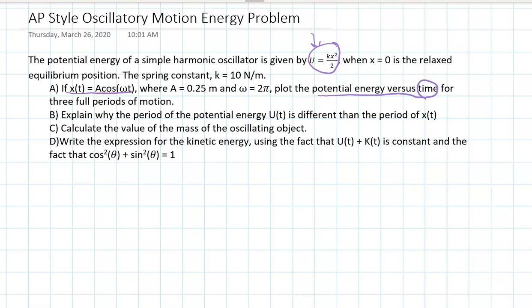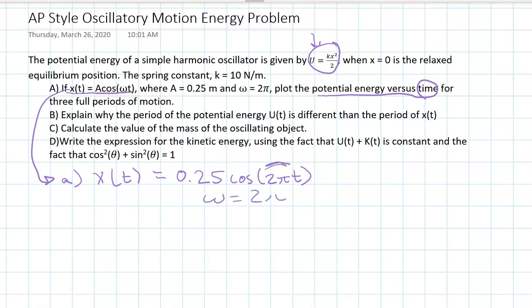So what I would do is start by rewriting that as an actual function. So x(t) is equal to 0.25 times the cosine of 2 pi t. And it says we want to plot it for 3 full periods of motion. So I think it would be a good idea to figure out what a period of this function is equal to. So remember that this right here is omega.